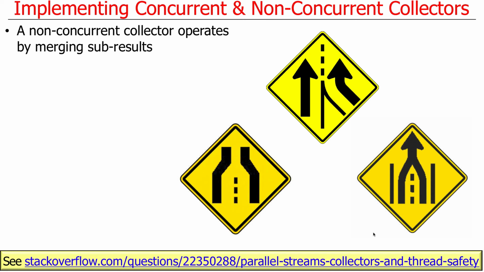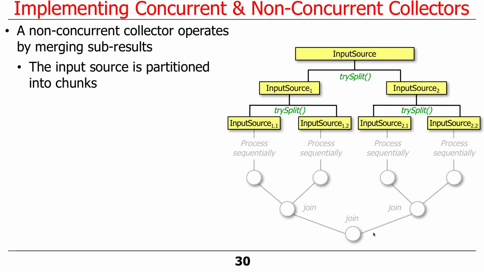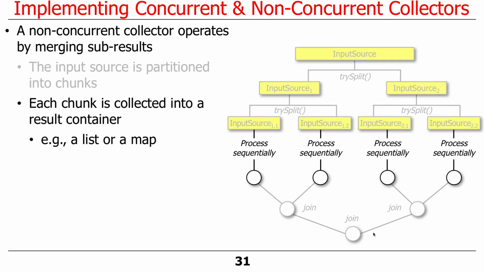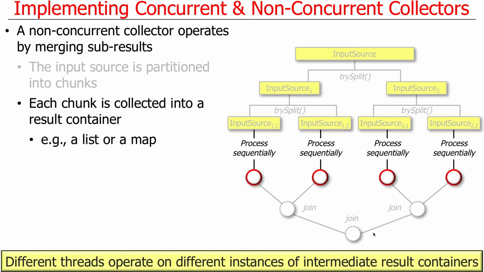So a non-concurrent collector operates by merging subresults. There's some implication that we're going to have separate collectors, one per thread context, and then they're going to be merged together when they're all finished. Just as always, the input source is partitioned into chunks. Each chunk is collected into a result container, or maybe a better way to say it is a sub-result container. So it's collecting things in whatever container you have designated, which could be a list, a map, a set, whatnot.